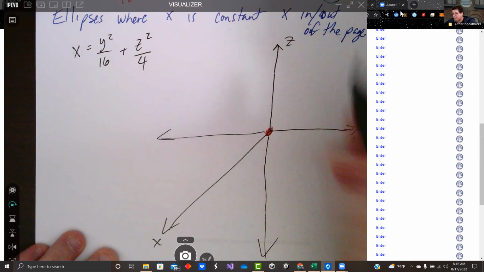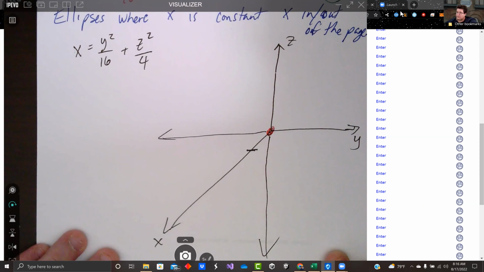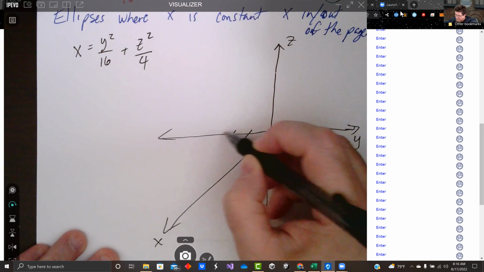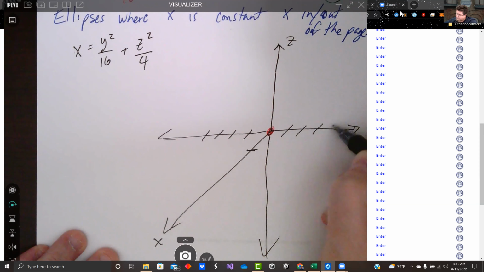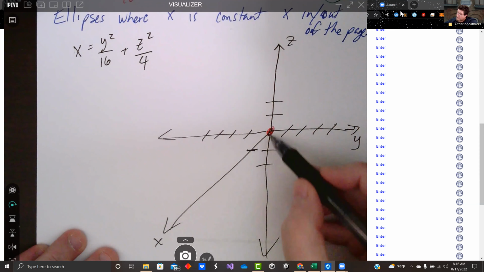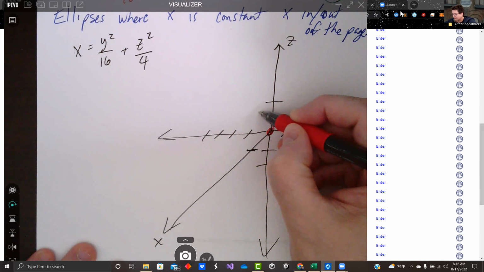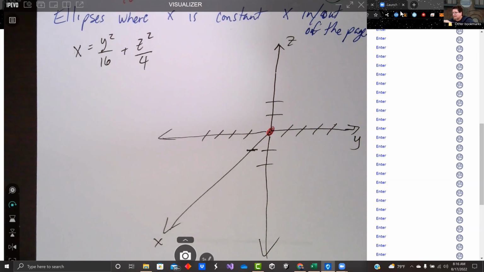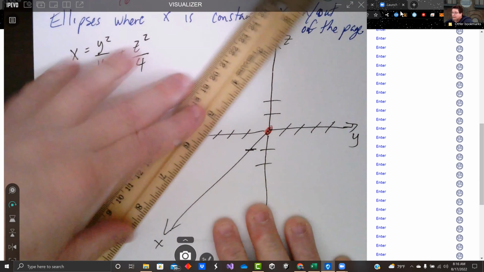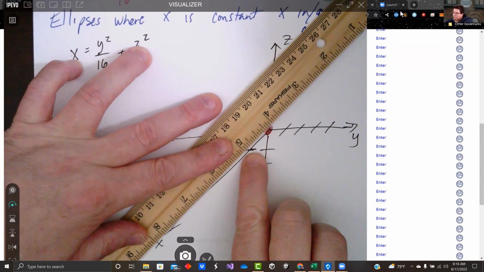And when x was 1, we had an ellipse where y was going left and right 4, and z was going up and down 2. So if I extend it to 1, rather than having a point here, I'm going to move down. This is how I do it. I'm using a ruler just to illustrate the idea. I'm trying to do the center here rather than the center here.